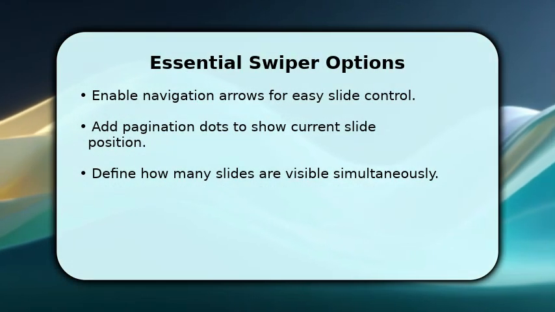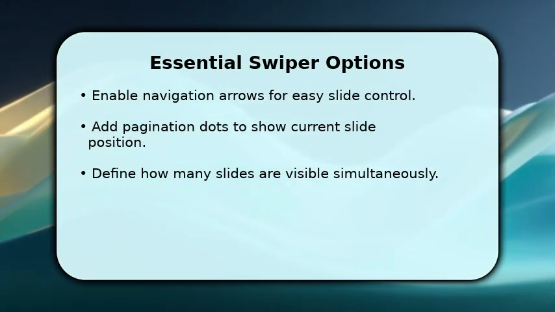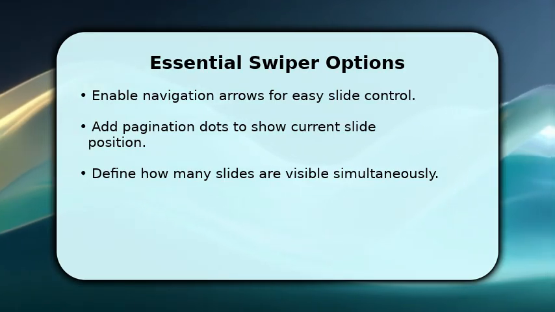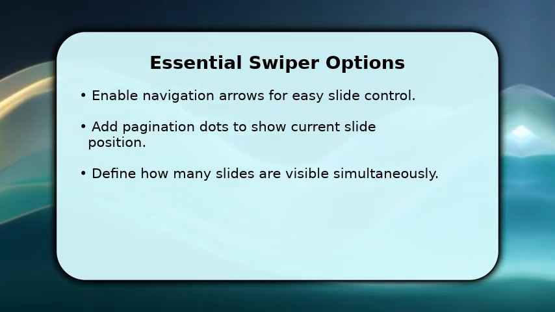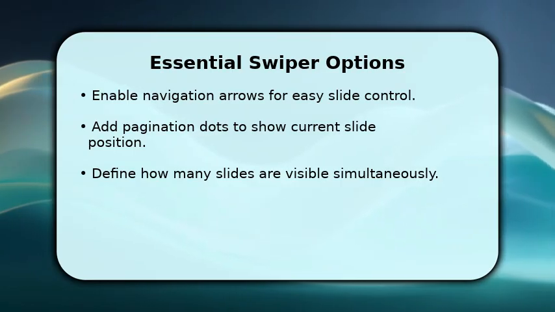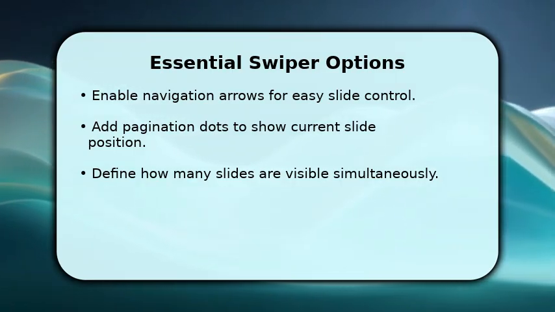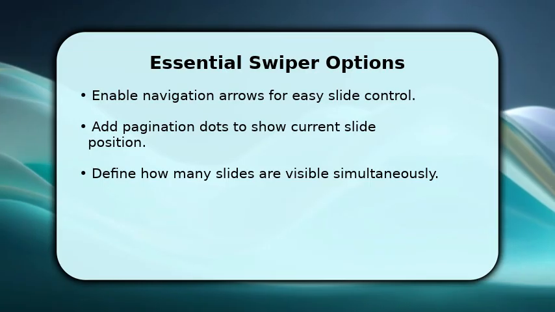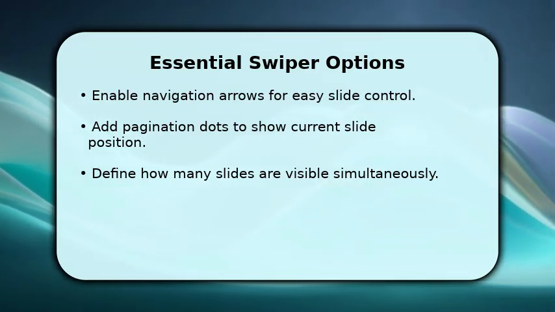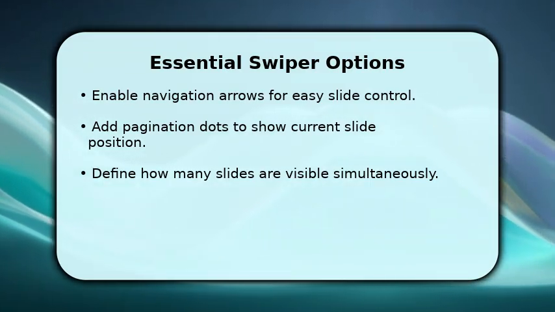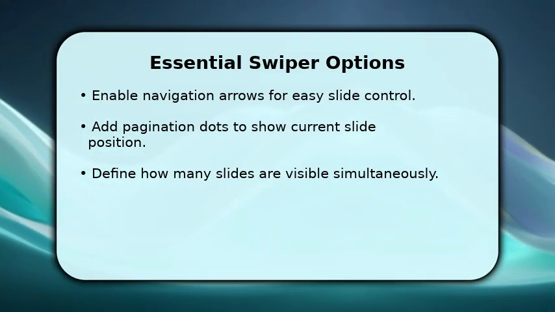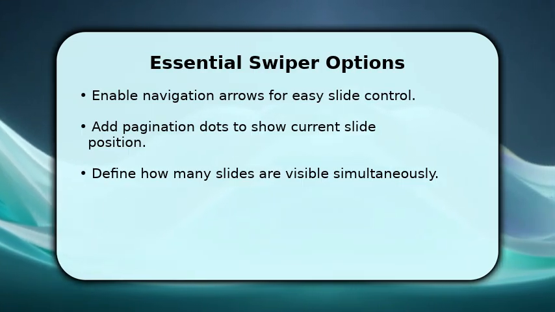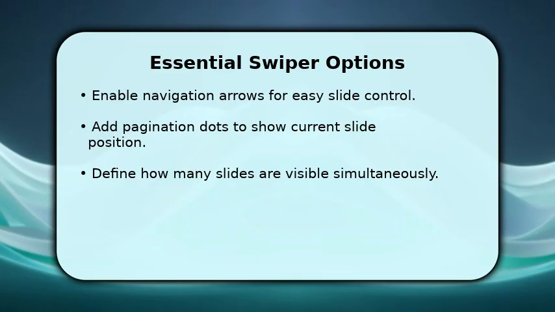Once initialized, you can easily configure Swiper with various options. For user navigation, enable the previous and next arrows. You can also add pagination dots, which visually indicate the current slide and allow direct jumping. Furthermore, you can specify how many slides should be visible at one time, perhaps one slide for a full-width hero or 3 slides for a product carousel.